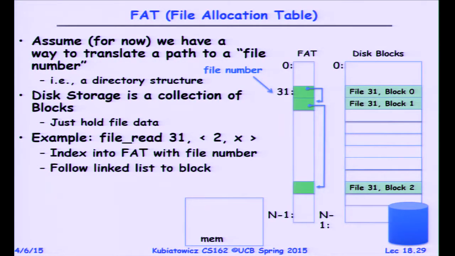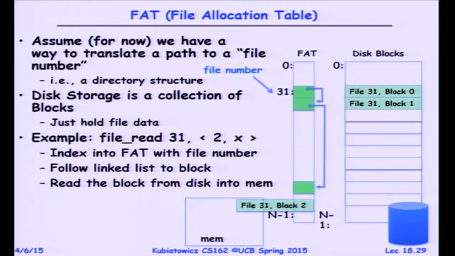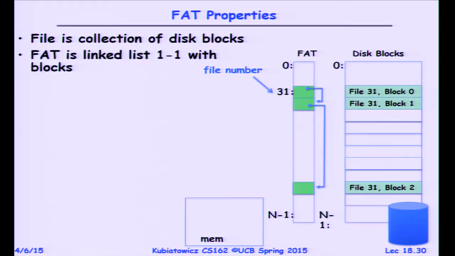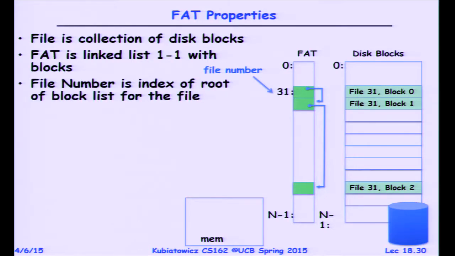Okay. So, let's look at some properties of this. As we said, a file is a collection of disk blocks. The FAT is linked one for one with every block. And the file number is the index of just the root of each file. So there's only as many file numbers as starting files.